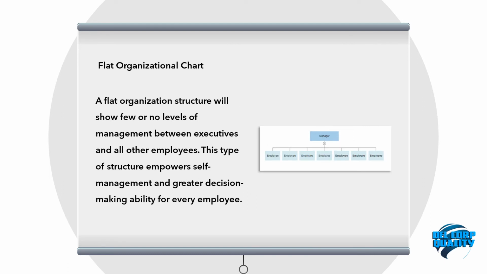A flat organization structure will show few or no levels of management between executives and all other employees. This type of structure empowers self-management and greater decision-making ability for every employee.